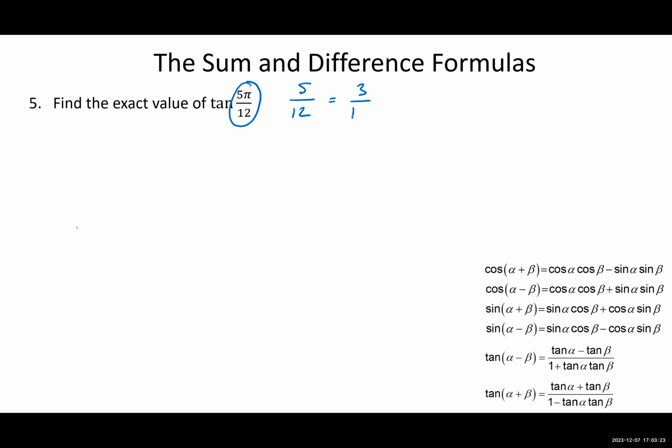5 is also 3 plus 2. So 3 over 12 plus 2 over 12. There's a pi in there, so it's actually 5 pi over 12, which is 3 pi over 12 plus 2 pi over 12. What is 3 pi over 12? That fraction reduces: 3 over 12 reduces to 1 over 4, so that's pi over 4. And 2 pi over 12: 2 over 12 reduces to 1 over 6, so that's pi over 6. So 5 pi over 12 can be written as the sum of 2 of those special angles, pi over 4 and pi over 6.